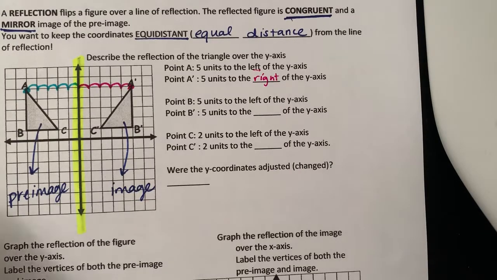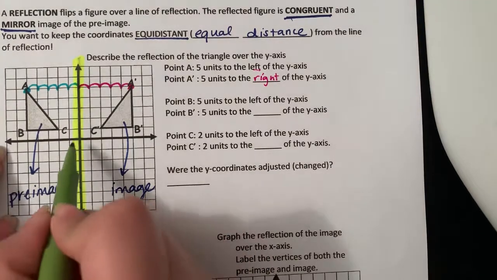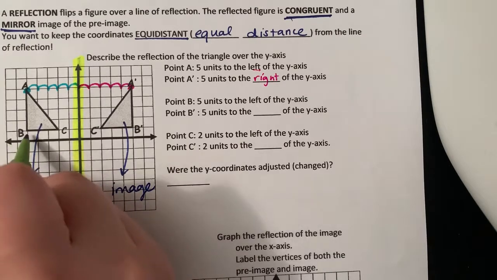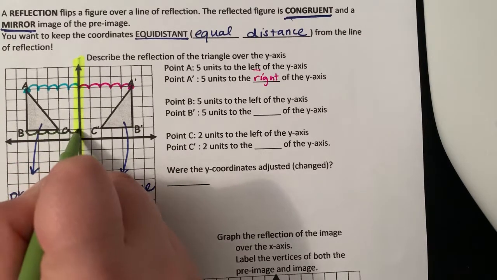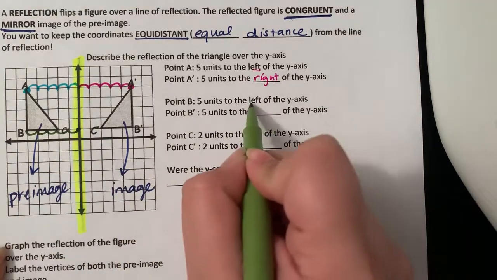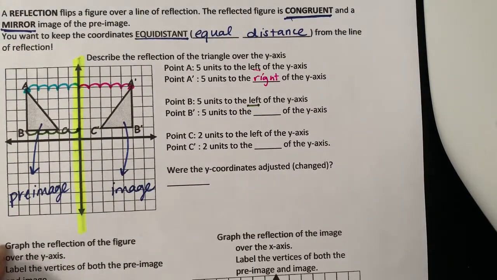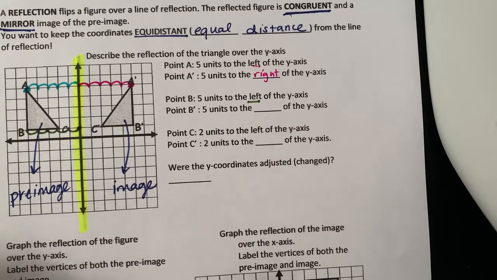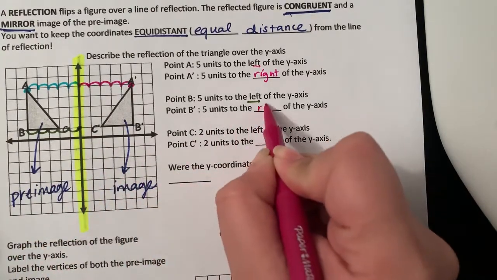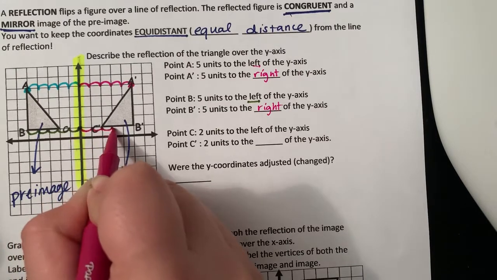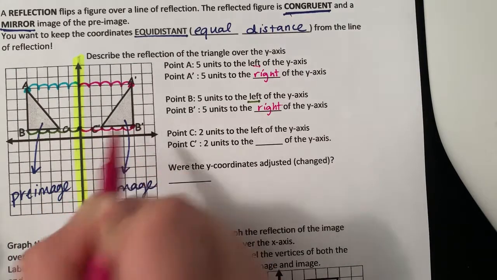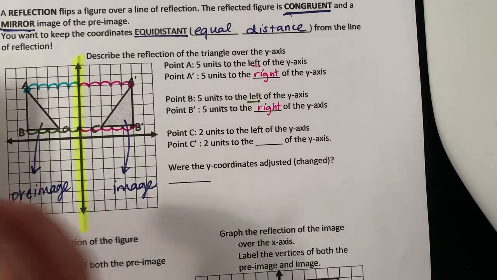And same thing with B. We need to count how far away it is from our line of reflection. So if we count, it is 1, 2, 3, 4, 5 away. So it's 5 to the left of our y-axis, which means on the right side, it is going to be 5 to the right. And you can check by counting 1, 2, 3, 4, 5. That is B prime now.